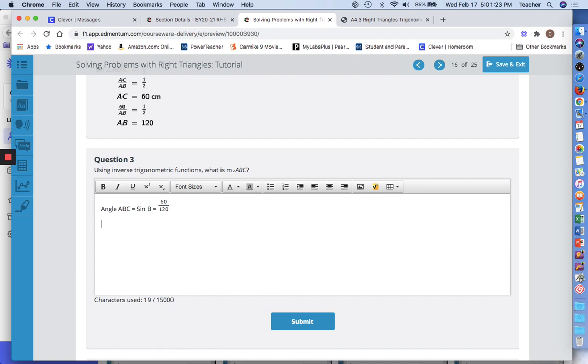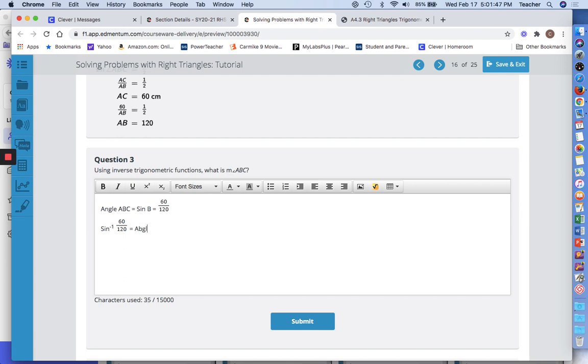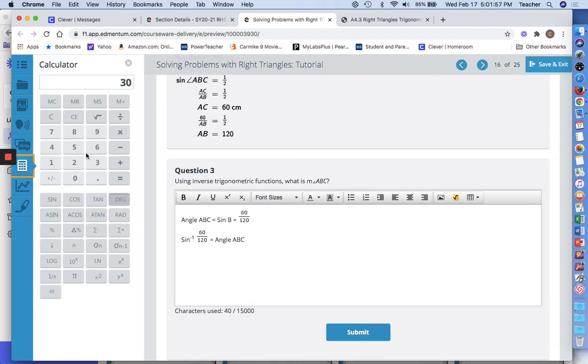Now we got to do inverse, right? Because we're looking for the measure of an angle. So we're going to do inverse sine of 60 over 120, and that's going to be angle ABC. So I'll just do it on my calculator to prove it. 60 divided by 120, and we're going to do inverse sine, and it's 30. All right, so looks like angle ABC is 30 degrees.